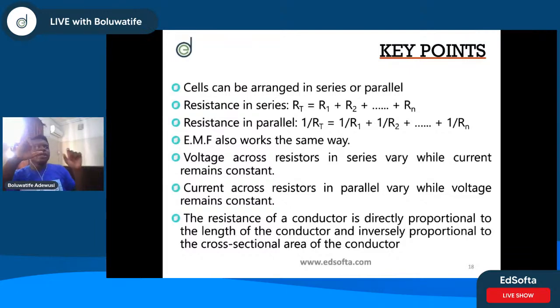how do I put this? Every element or material that can conduct electricity offers some form of resistance. Do you understand? Anything that can conduct electricity offers some form of what? Resistance. So apart from normal resistors, everything that can conduct electricity offers some form of resistance. Your battery offers some form of resistance. That's why we have internal resistance and external resistance. Hopefully we would get to that in a bit.